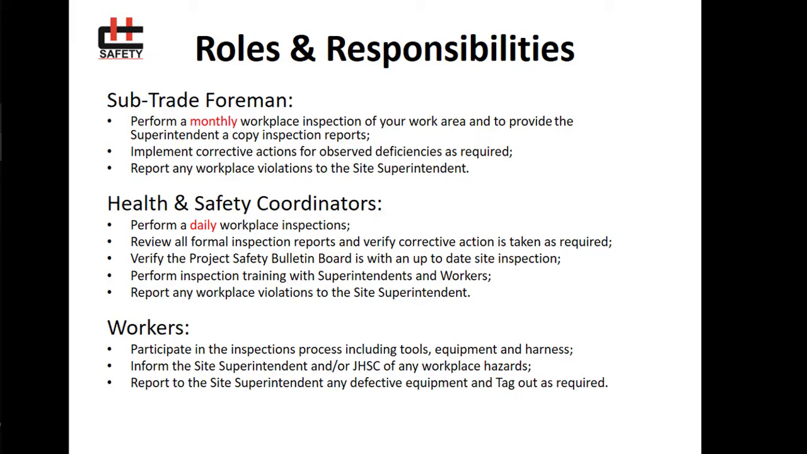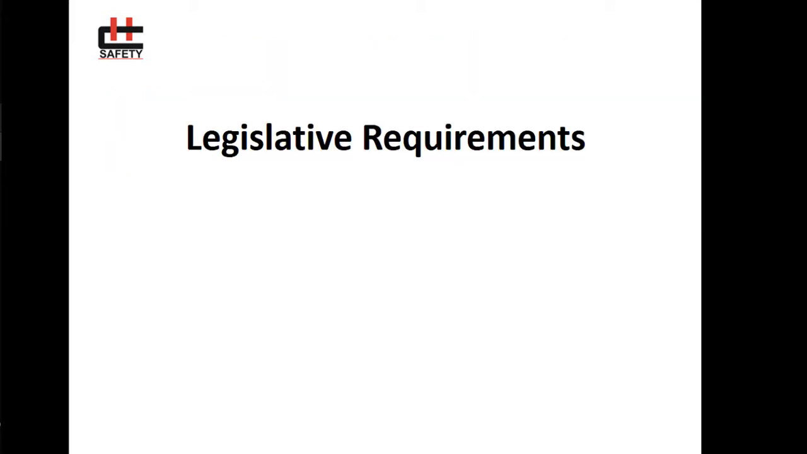They are to perform inspection training with both the site superintendent and workers, and to report any workplace violations to the site superintendent. Workers have an important job to do too. They are to participate in the inspection process, including performing an inspection on their tools, equipment, and harnesses. Inform the site superintendent or the Joint Health and Safety Committee of any workplace hazards, and of course report to the site superintendent any defective equipment and tag out as required.